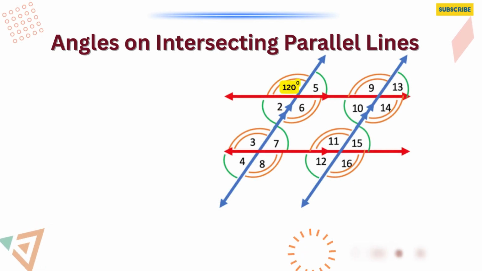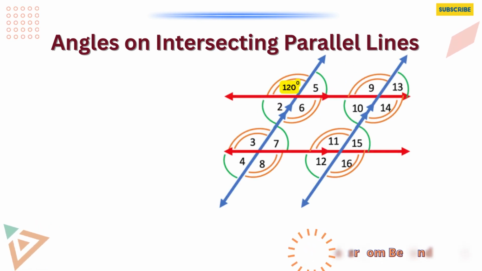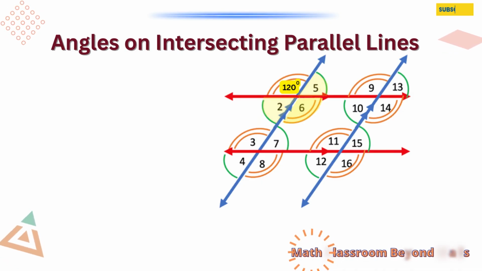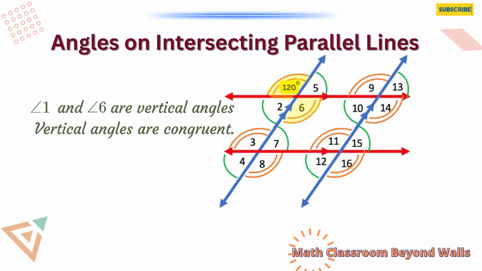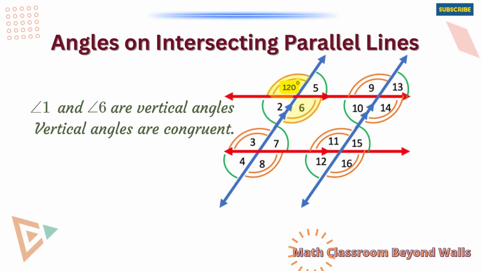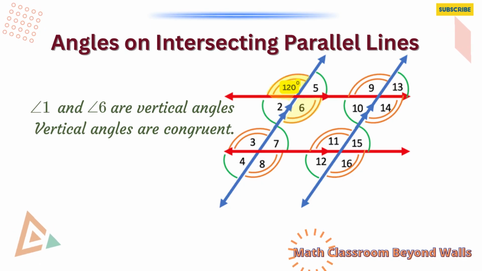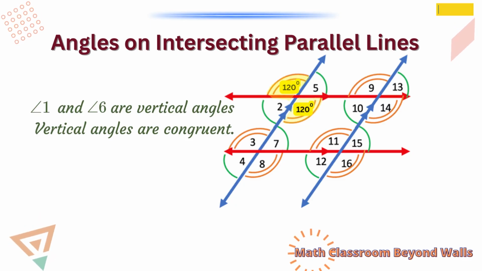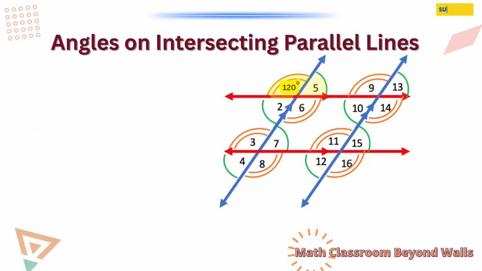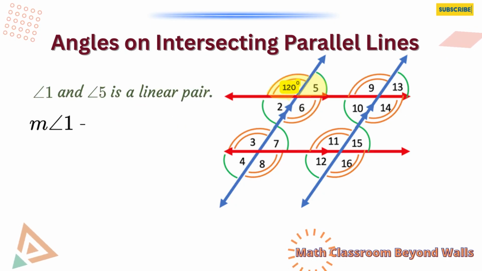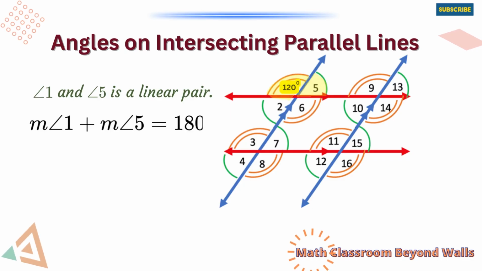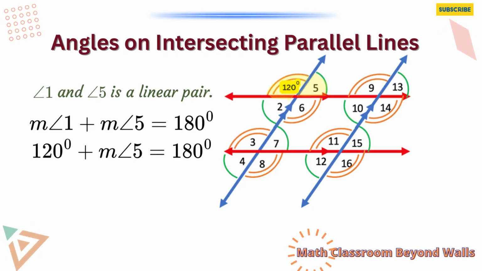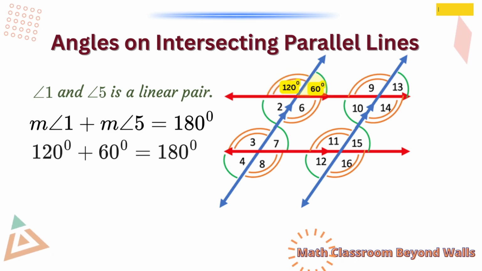So, if angle 1 is 120 degrees, we can actually determine the measure of angle 6, angle 5, and angle 2. Here, angle 1 and angle 6 are vertical angles, so they are congruent. Since angle 1 is 120 degrees, then angle 6 is also 120 degrees. Now, angle 1 and angle 5 are a linear pair, which means that the angle measures add up to 180 degrees. So if angle 1 is 120 degrees, then angle 5 is 60 degrees.